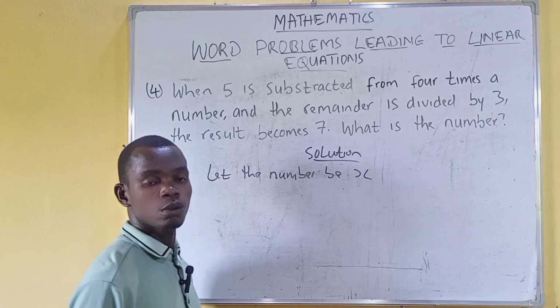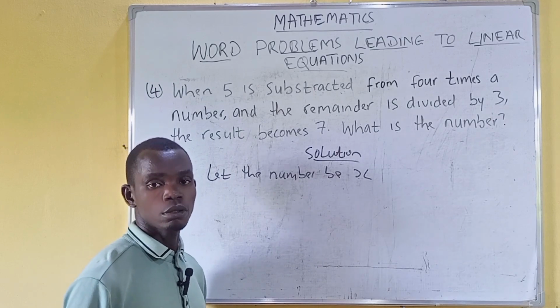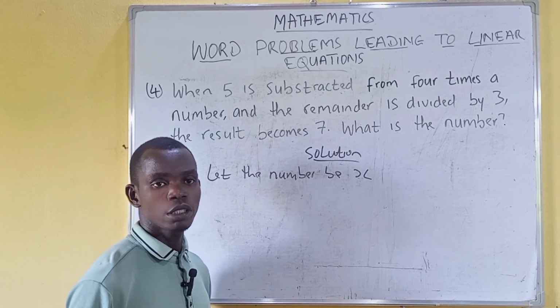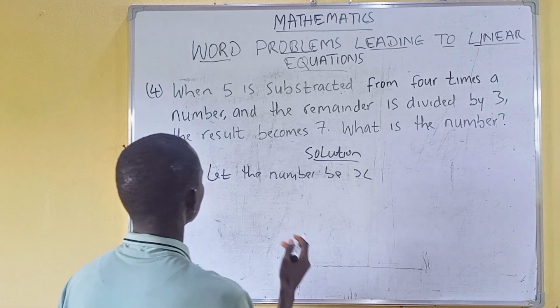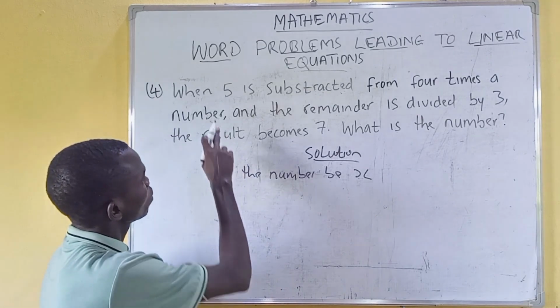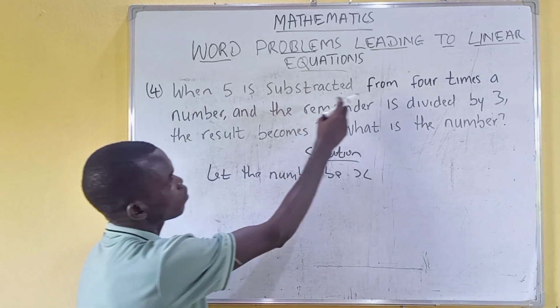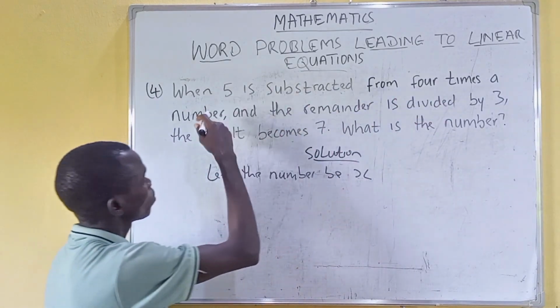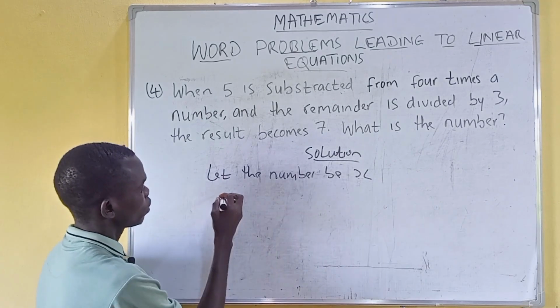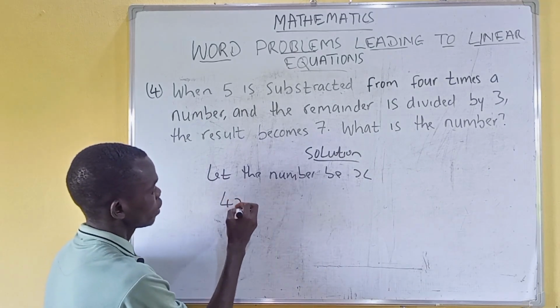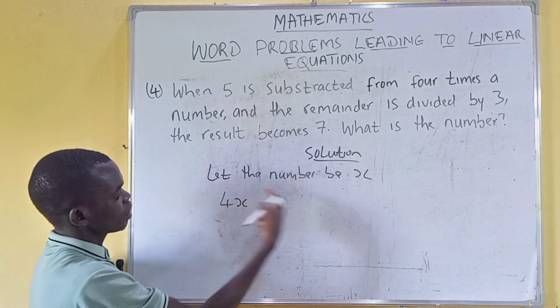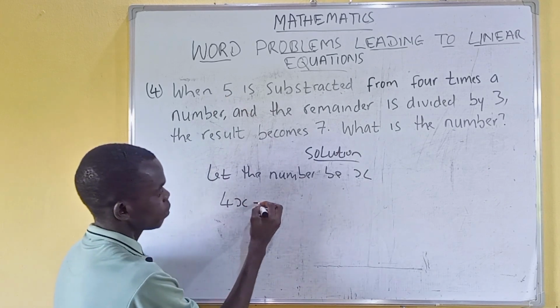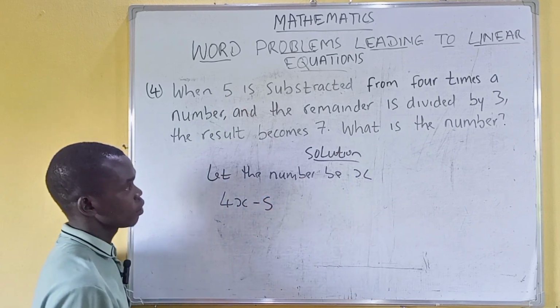So the second rule, we change each statement in the question to a statement containing the letter you have chosen. So from the question, when 5 is subtracted from 4 times a number, which is the S, it is now 4 times the S, and 5 is subtracted from this, so minus 5.